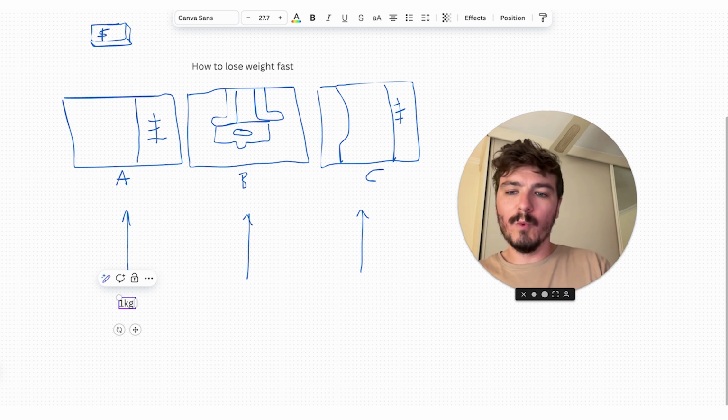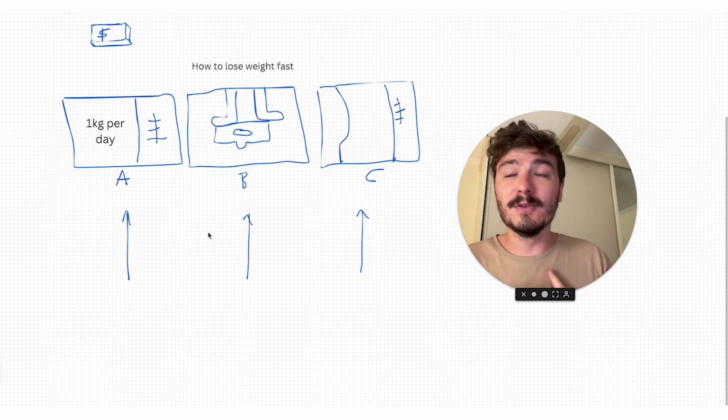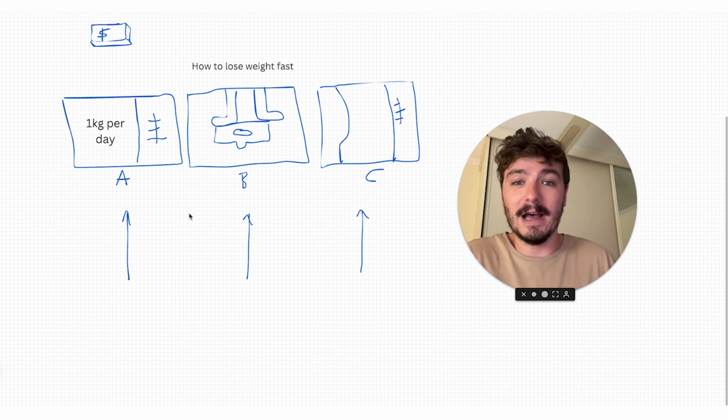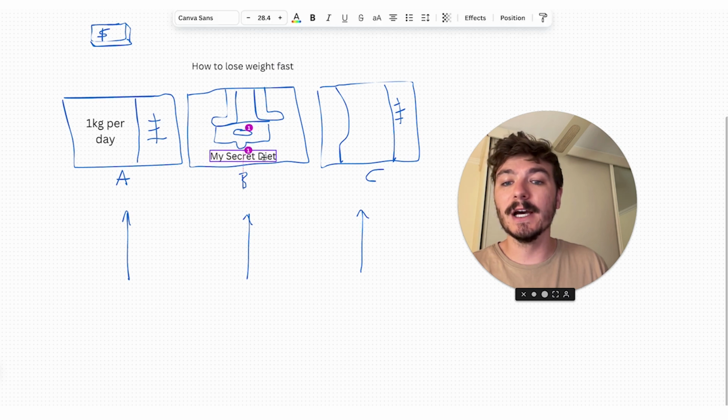So maybe we could do 1 kilo per day. That would make me ask a big question. Is that even possible? Could I do that? What would I need to eat? How much would I need to exercise? All of those questions. Or maybe my secret diet, for example.